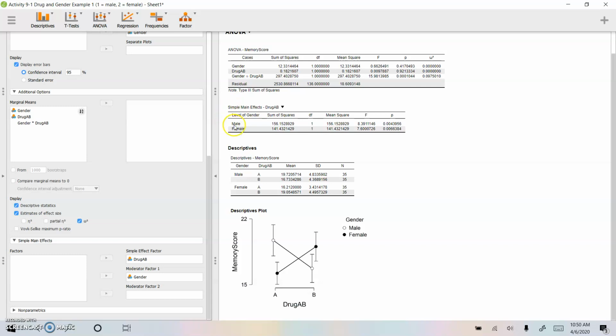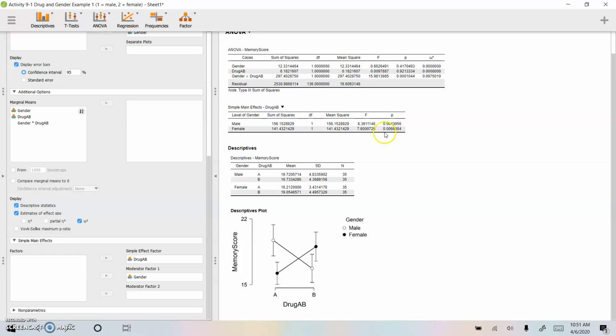What this table is doing is giving us the simple main effects for males. The F there is 8.39 with a P of 0.004. That means that the P for the comparison between 19.72 and 16.73, these two means for males, is 0.004. So that difference is very unlikely to be due to sampling error. For females, now we're comparing 16.21 and 19.05 and find that the P for that comparison is 0.0066. So that also shows us that the difference for females is unlikely to be due to sampling error.